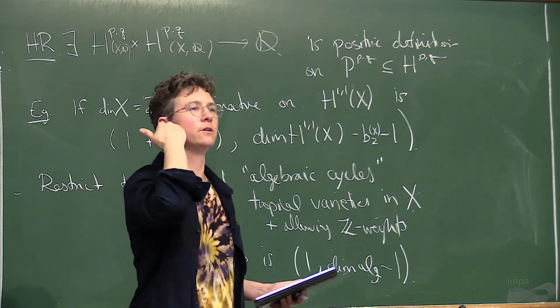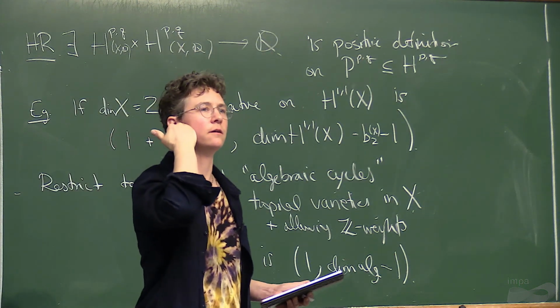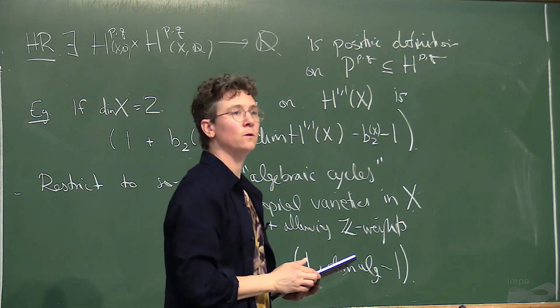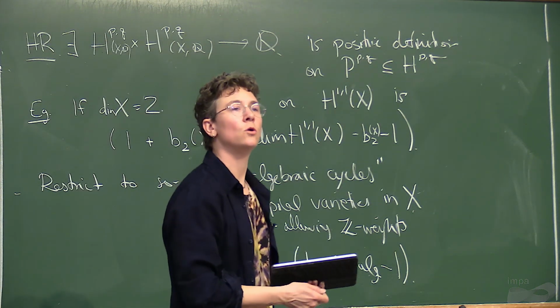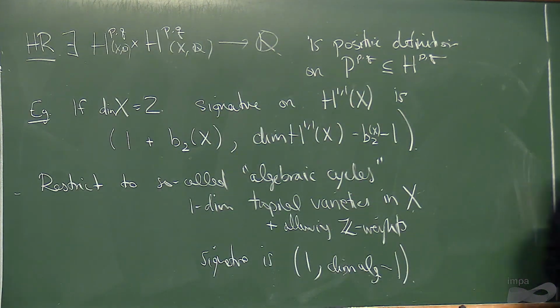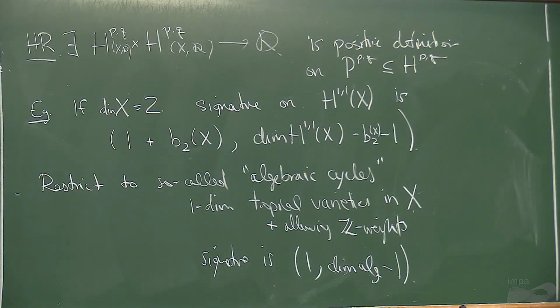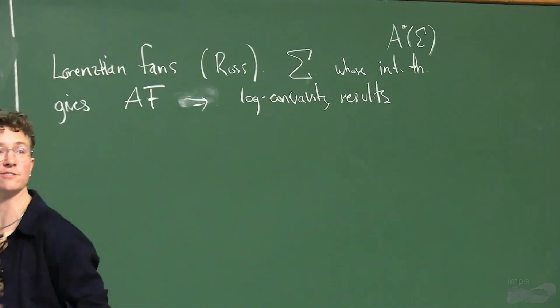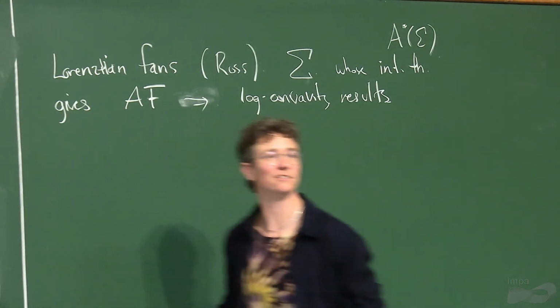Okay. So in the definition of Lorentzian fan, there are AF inequalities with respect to cycles, not cohomology. I can't hear you, sorry. In the definition of Lorentzian fan, the AF inequality is with respect to algebraic cycles, whose intersection theory? Yeah, not the cohomology. No. I don't know what the tropical cohomology of a Lorentzian fan is.